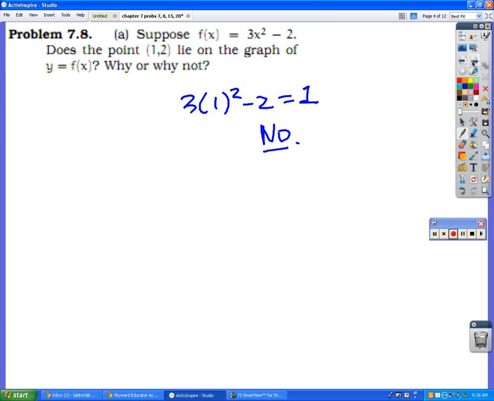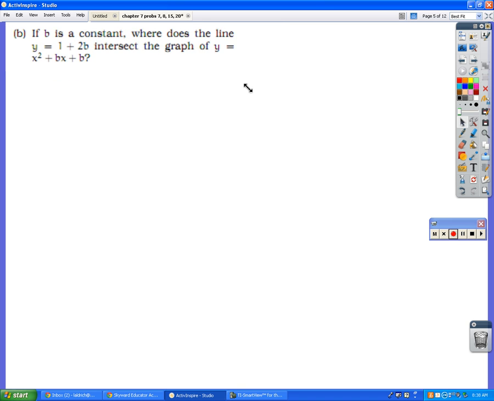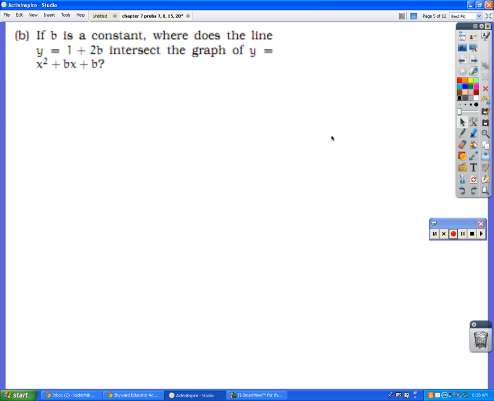All right, I'm going to assume it's going to get a little bit more complicated here. If b is a constant, where does the line y equals 1 plus 2b intersect the graph of y equals x squared plus bx plus b? How do we do that? Set them equal to each other. So 1 plus 2b has to equal x squared plus bx plus b. What do we do now?